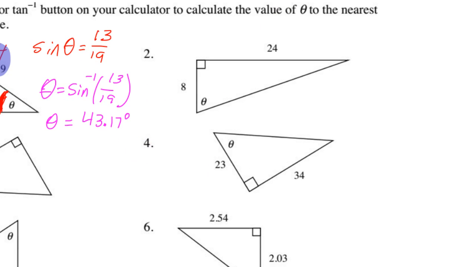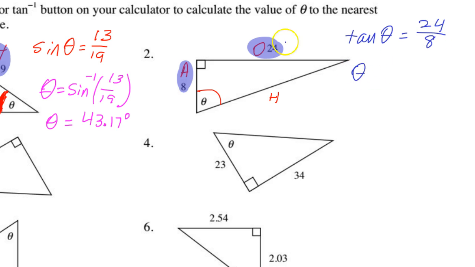For problem number 2, since I have some time here, I see theta is right here. Across from the box, that's the hypotenuse right there. This is opposite, and then this is adjacent. Taking a look here, they want us to use opposite and adjacent. Opposite and adjacent means that we need to use tangent. So this is going to be tan theta is equal to opposite, which is 24, over adjacent, which is 8. So theta is going to be the tan inverse of 24 over 8.